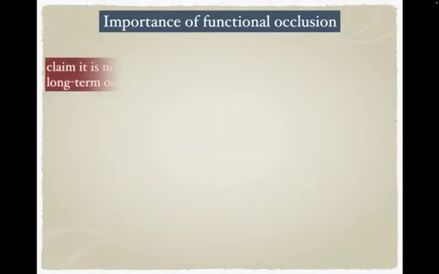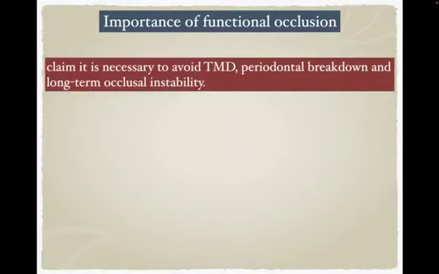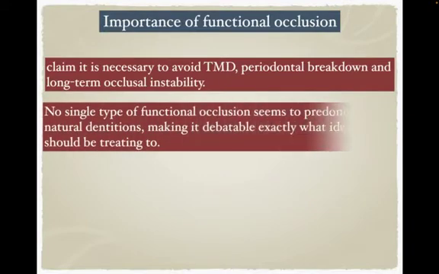So how important is the functional occlusal plane? Now, there is a claim that it is necessary to finish in a mutually protected occlusion to avoid TMD, periodontal breakdown, and to achieve long-term stability. So basically, if you don't achieve functional occlusion, you get TMD, periodontal breakdown, and occlusal instability. However, no single type of functional occlusion seems to be predominant in the natural dentition, making it really debatable what the ideal functional occlusion is.